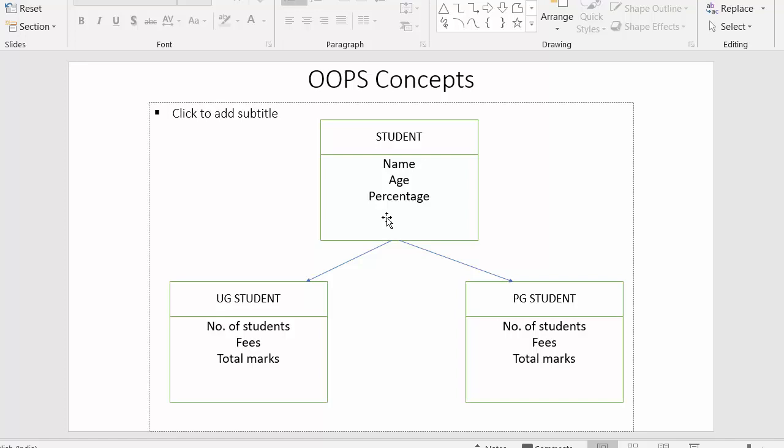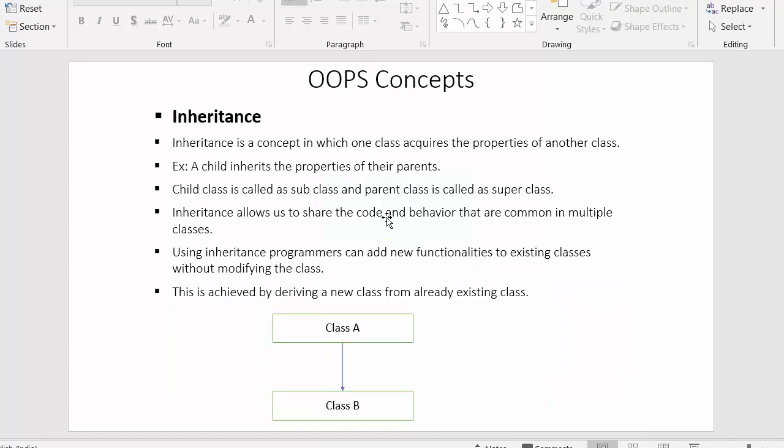This is one of the important concepts, and I hope you understood completely everything about the inheritance concept in this video. So that's all for this video, guys.